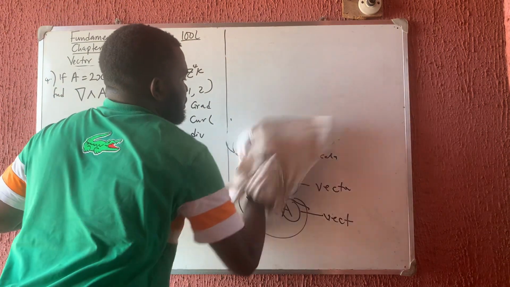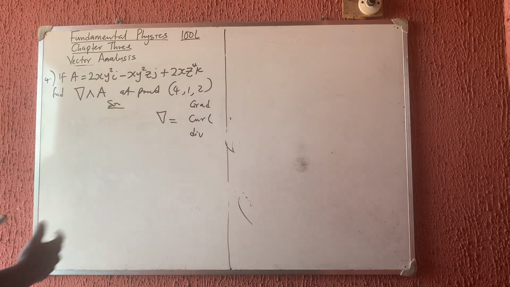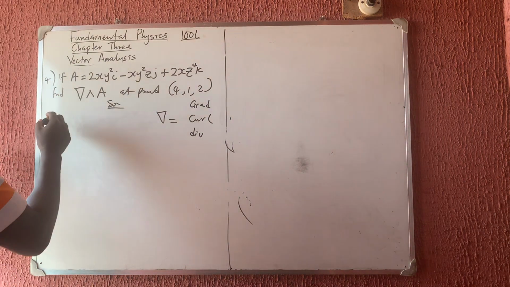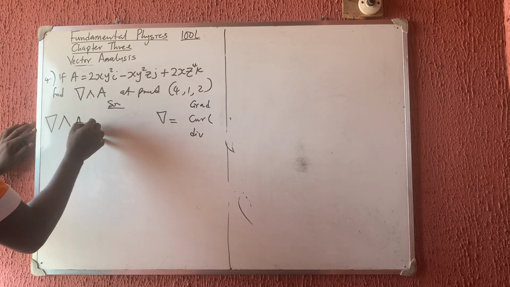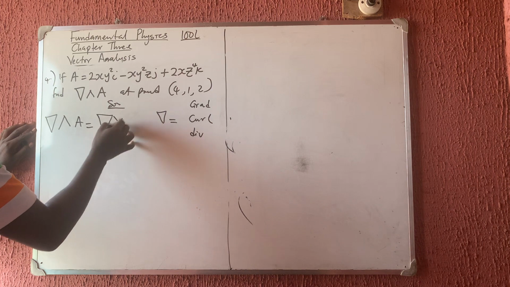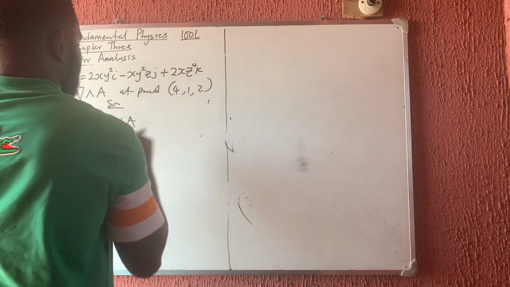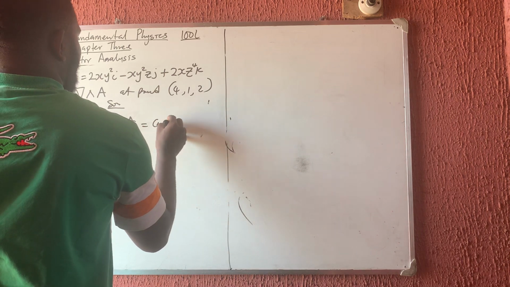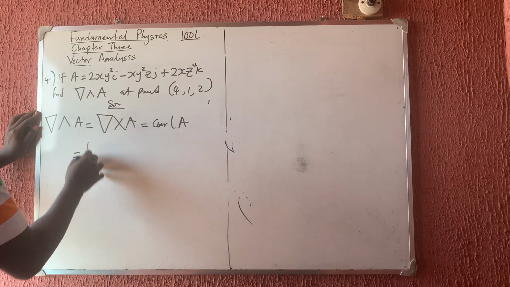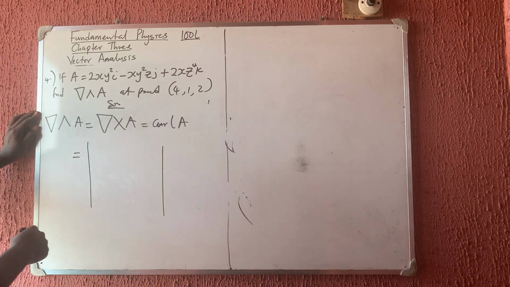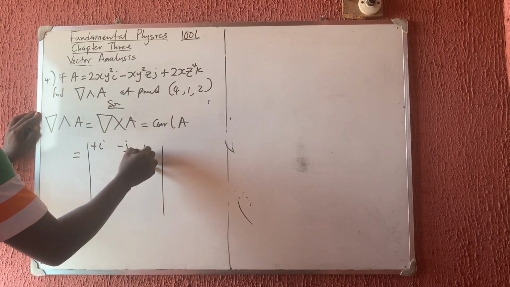Okay. So now what do we call it? Since we have the cross product of these two things, we call it curl. So we are asked to find curl. So this cross A, and the answer is called curl A. Find curl A. All right. So how do you find that? You draw your matrix. I told you anytime you want to find cross product, you draw your matrix. I have plus i, minus j, plus k.